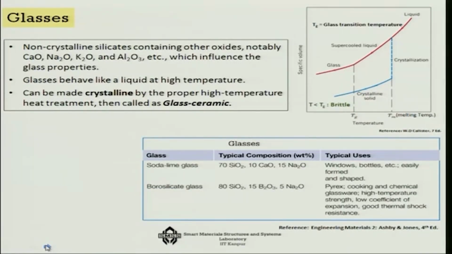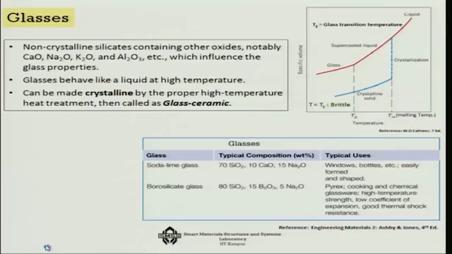Now, glasses, as we have said, have some very common properties with ceramics, although they do not have a regular crystal structure, but are amorphous in nature. The glasses are non-crystalline silicates, made maybe from calcium oxide, sodium oxide, potassium, aluminum oxide, etc.